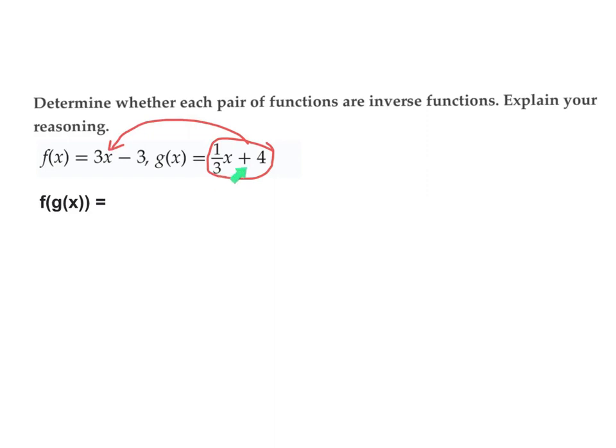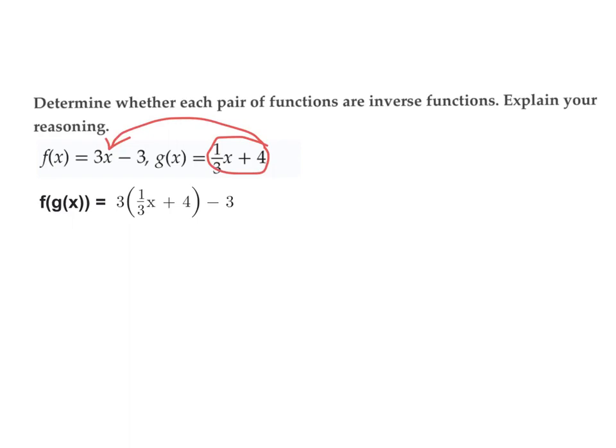So the whole thing has to get put in place. So it's going to look like this. Okay? So all of this goes in place of x in f. So notice what I have here. This is really 3x minus 3. But my x input is the other function. Okay, so now you got to simplify this down and see if it equals x. If it equals x, then we go on and we find g of f of x. If it doesn't equal x, we stop and say they're not inverses.